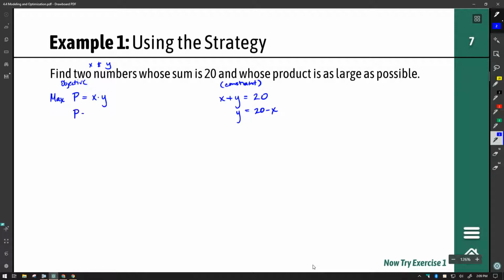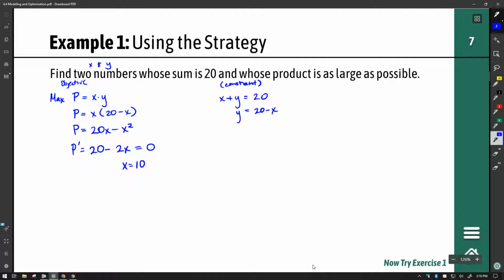Now I have the product function as X, not times Y, but times 20 minus X. And that means that this function can be written as 20X minus X squared. Step 2, we want to find the critical value. That's where a maximum or minimum is going to be. So let's move forward. P prime is 20 minus 2X. And if we set that equal to 0, we'll see real quick that X is equal to 10.